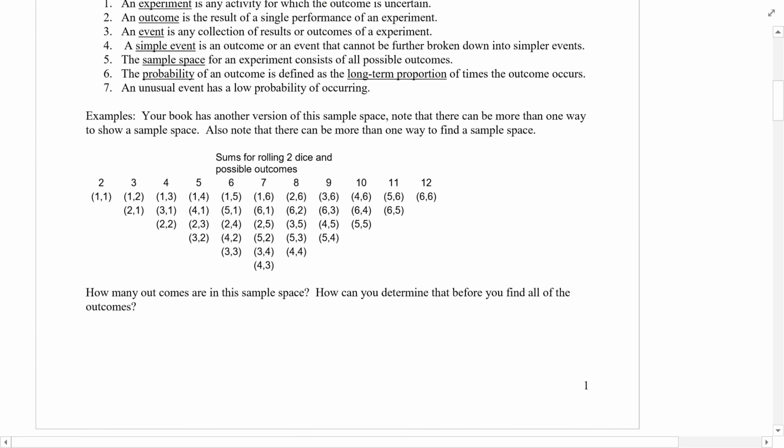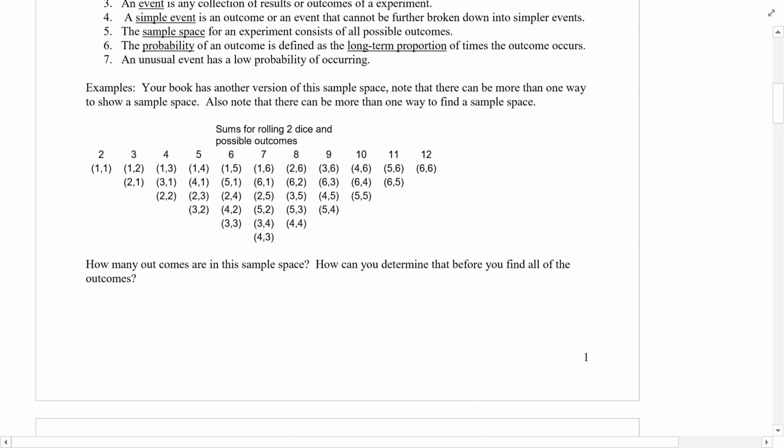Now let's consider an example. Your book has another version of the sample space of tossing two dice. Note that this is one way to present the sample space of tossing two dice here. Notice that I use the sum of rolling two dice and the possible outcomes here.